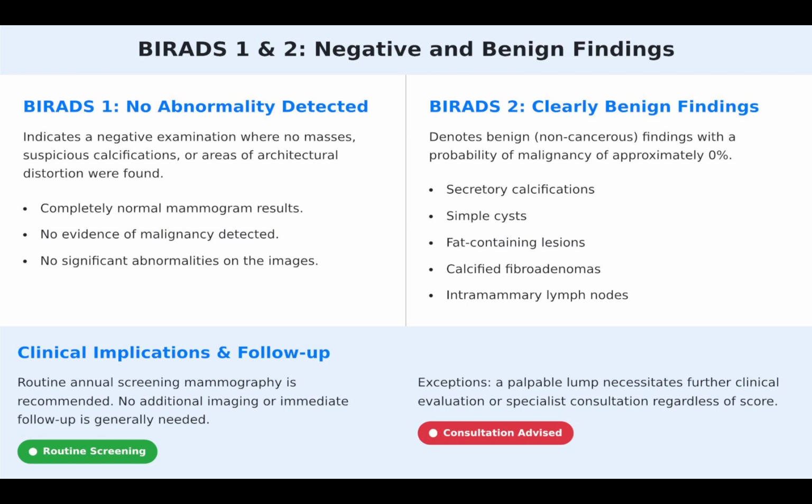However, it is important to remember that if a patient has a palpable lump but the imaging report is BI-RADS 1 or 2, clinical follow-up of the palpable finding is still warranted, as imaging cannot always entirely rule out all concerns. These categories provide significant reassurance to both patients and their healthcare providers.